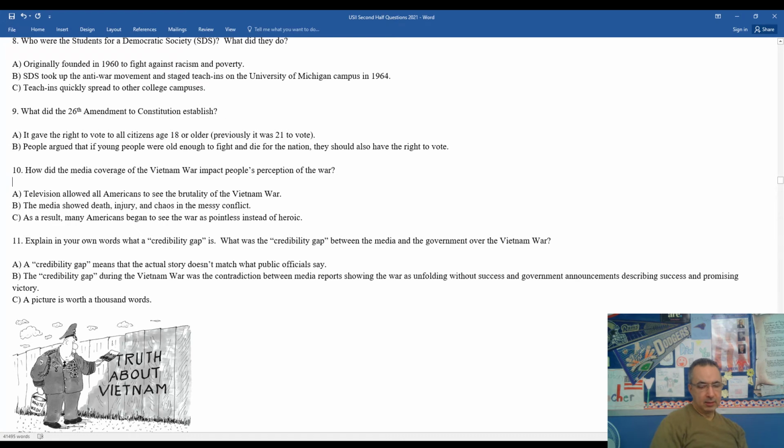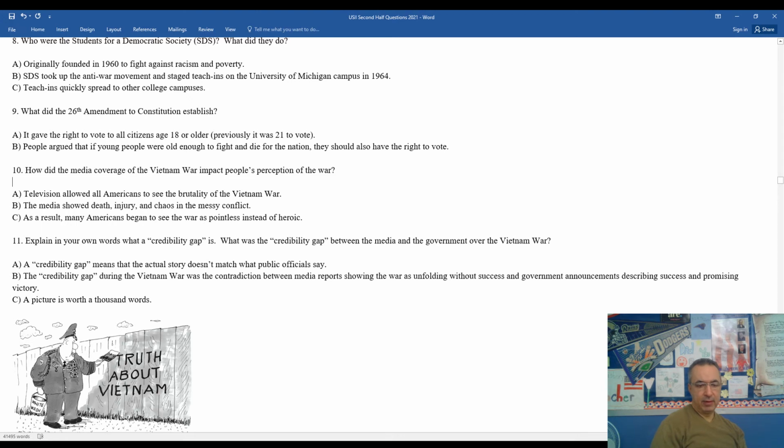Many Americans, as they watched the war, began to make this similar conclusion. What is the point of this war? This war seems to be pointless. Why are we continuing to fight this? It also led to the establishment of what became known as the credibility gap.